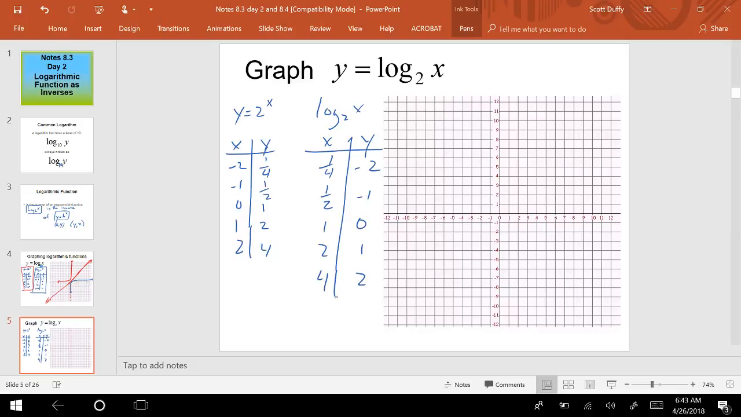Plot those points. 1/4, -2, right there. 1/2, -1, right there. 1, 0, 2, 1, and 4, 2. Same thing. It's the y-axis that acts as an asymptote.